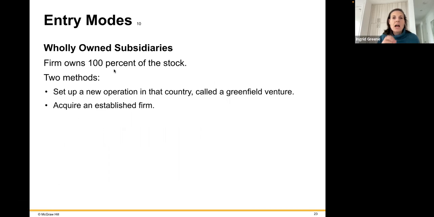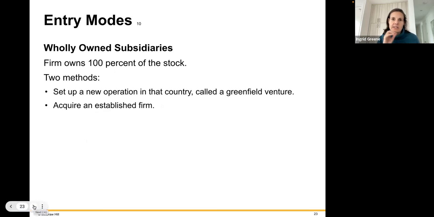The firm owns 100% of the stock. This is now Uber, right? So very aggressive, didn't want to partner with anybody, just wanted to do their own thing. Start now, ask questions later. Set up a new operation in that firm, called a greenfield venture. Again, we've talked about that already in this course. Or maybe you just acquire an established firm to start on your own.